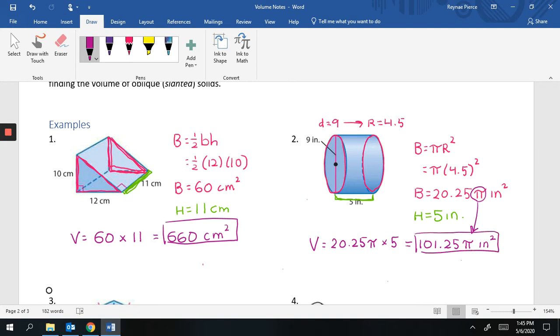But if we want to have an approximate answer, it's about 318.09 inches cubed.